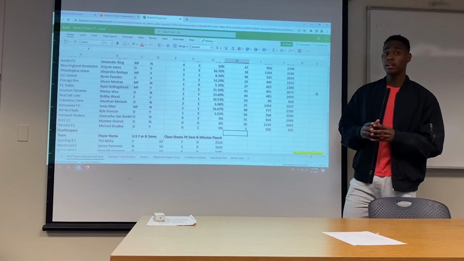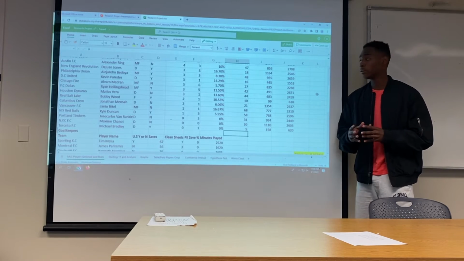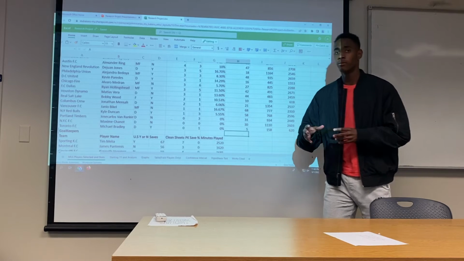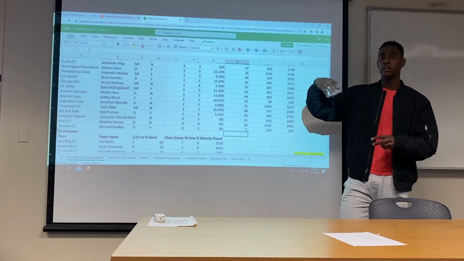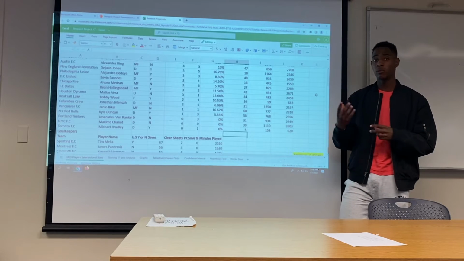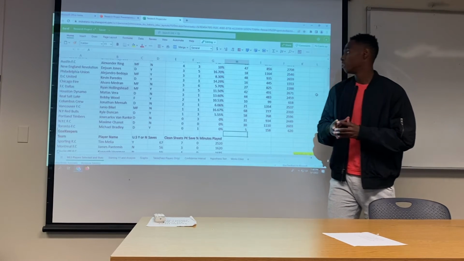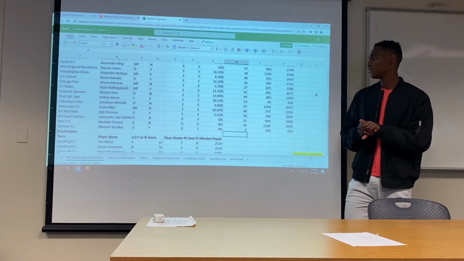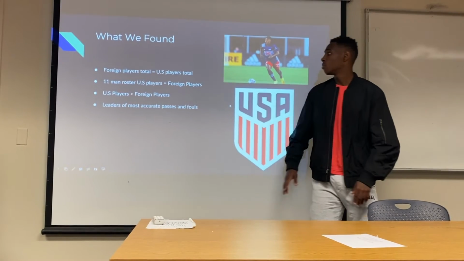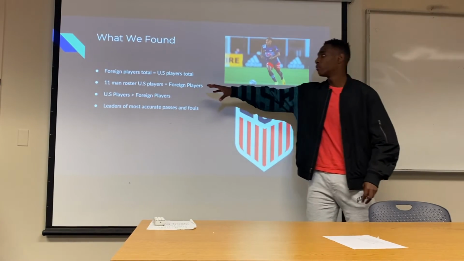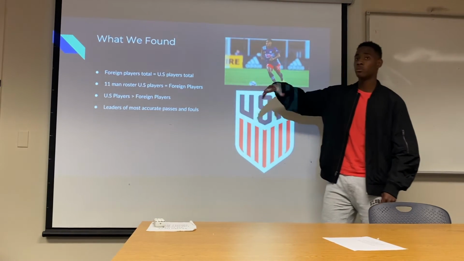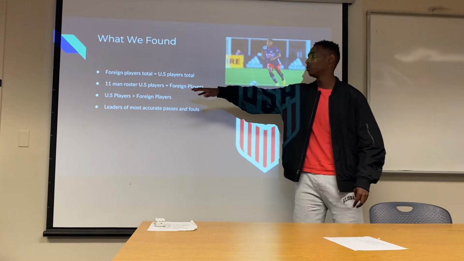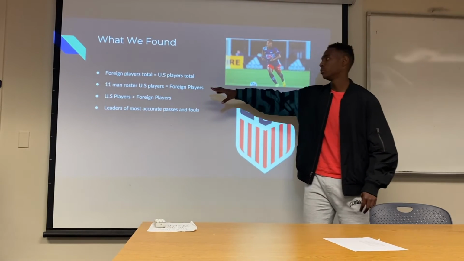But not only that, they also win a lot of aerial balls because they need to fight with the strikers, so they can win the ball and get more occasions for the team. So what we found, once again, is that 49ers players in total were equal to the US players in total, which means once again there was an equal distribution between 49ers players and US players.